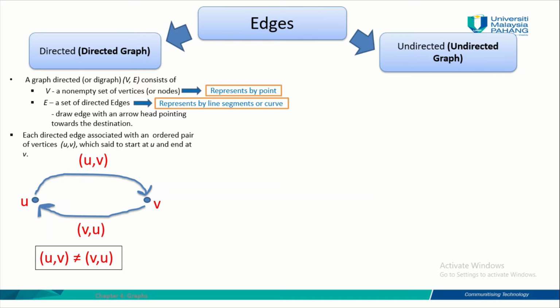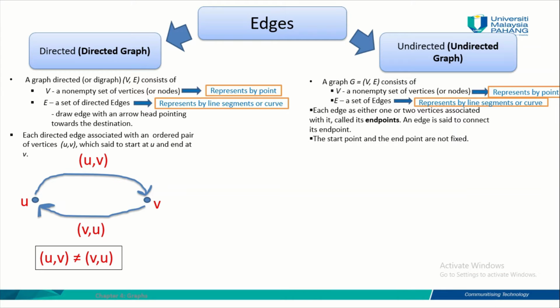In this directed graph, (U, V) is not equal to (V, U). Alright, let's see the undirected graph. A graph also consists of a non-empty set of vertices V and a set of edges E. Each edge has either one or two vertices associated with it, called its endpoints, and an edge is said to connect its endpoints. The start point and the end point are not fixed in an undirected graph.